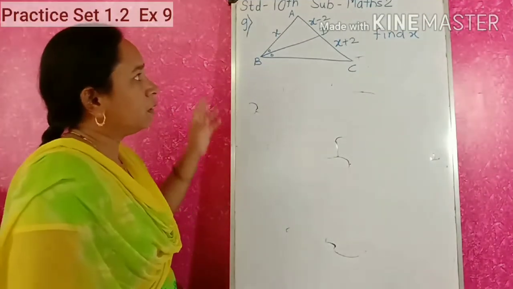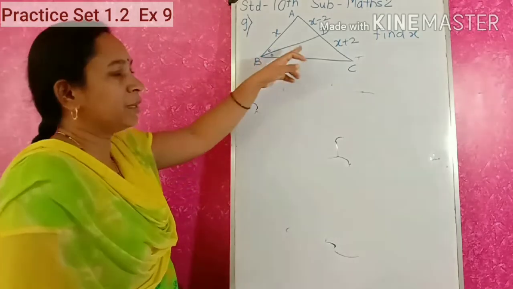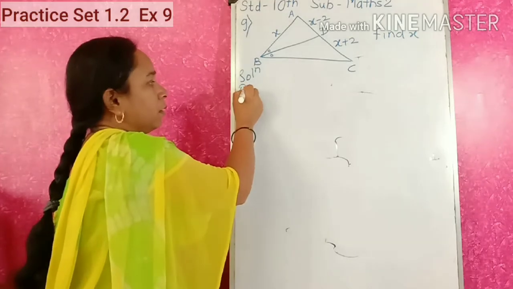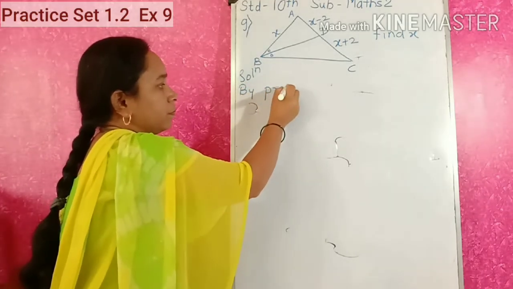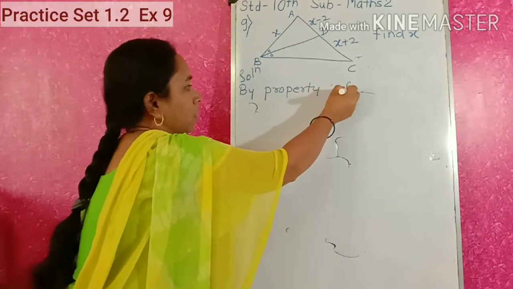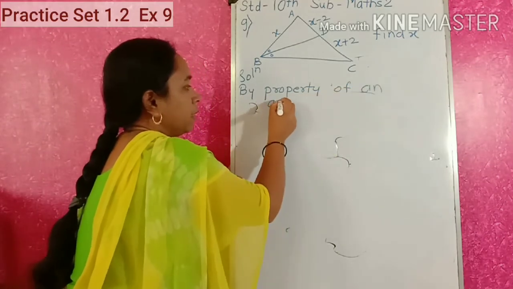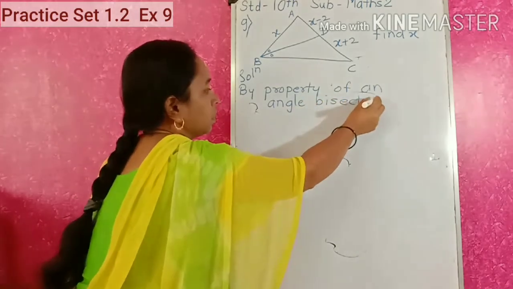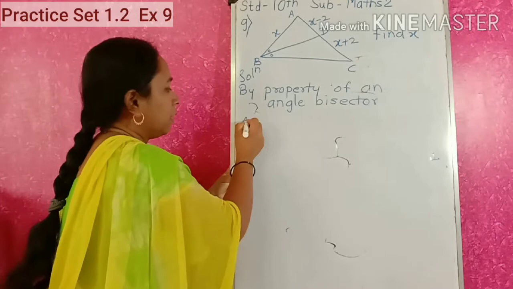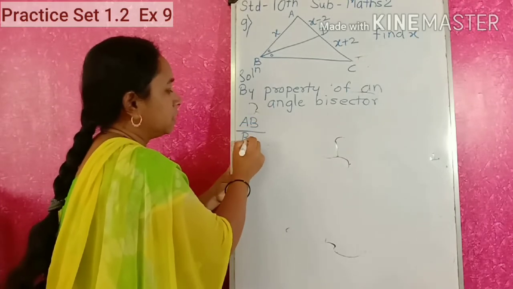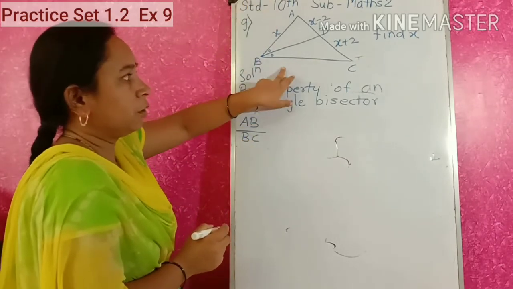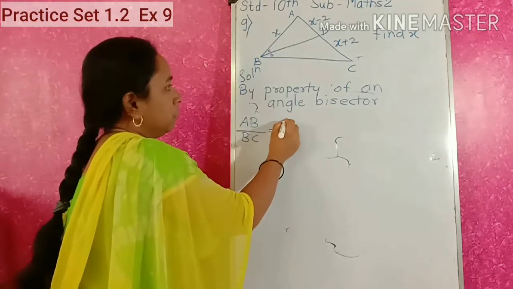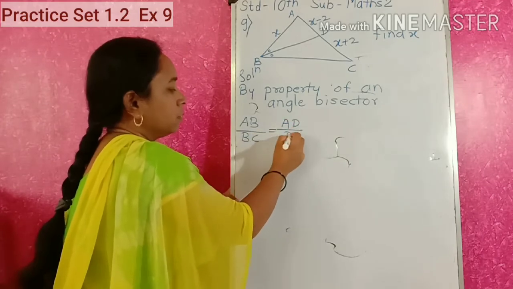Ninth example, triangle ABC. In this, BD is an angle bisector. Solution. Therefore, by the property of an angle bisector, what does the property say? AB upon BC is equal to AD upon DC.